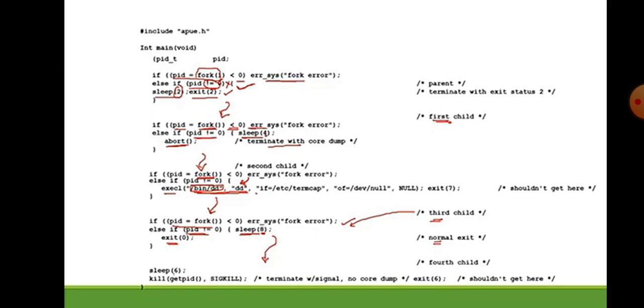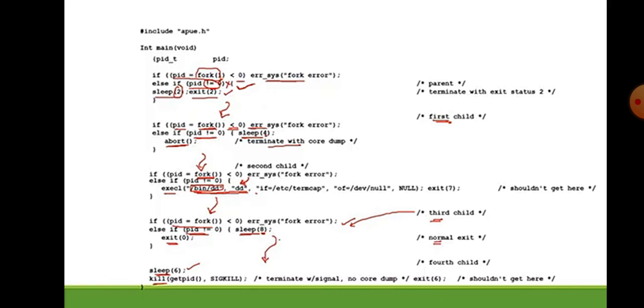And yes, this is the final condition here, which is for the child of the third child process, which is currently the parent here. So what do we do? For the fourth child, we simply make it sleep for 6 units of time, then it will be killed using the kill system call. So this is a small program where we create 4 child processes, and each of these exits in a different manner.